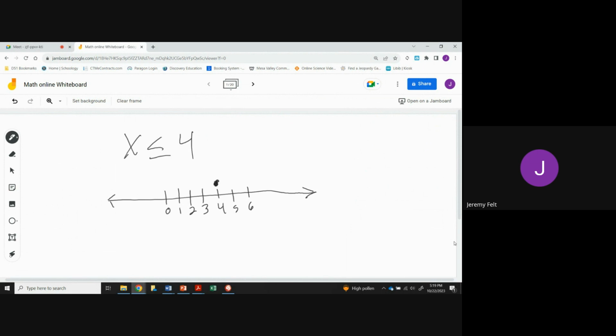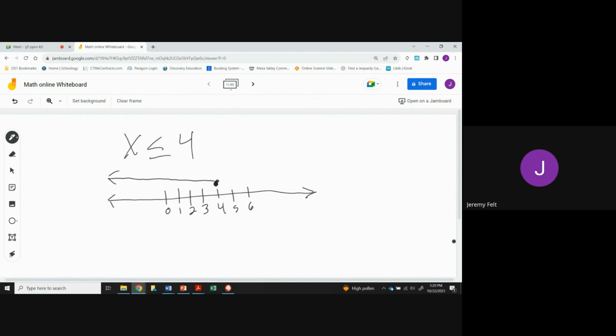So I use a shaded circle, because if I put in 4 for x, x is less than or equal to 4. It's equal to 4. So it would include this. If this line wasn't there, then I would use an open circle, and you'll see an example of that. And then it's less than, so 3 is less than 4, 2, 1, 0, and continuing on to negative infinity. So all the values to the left would be true.